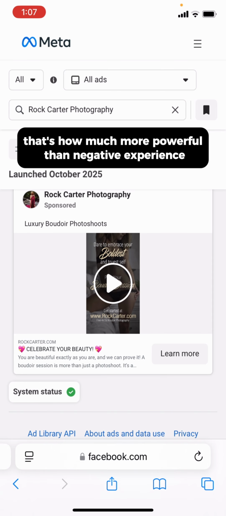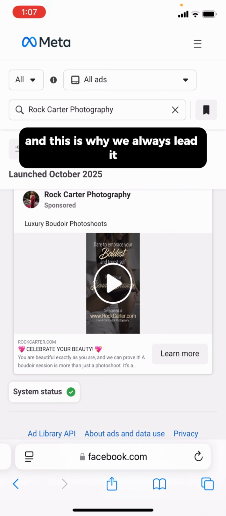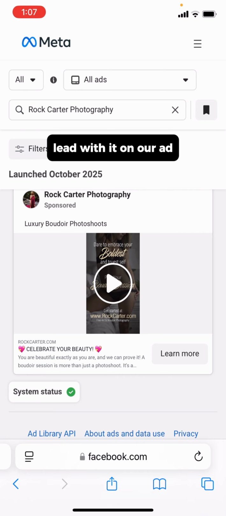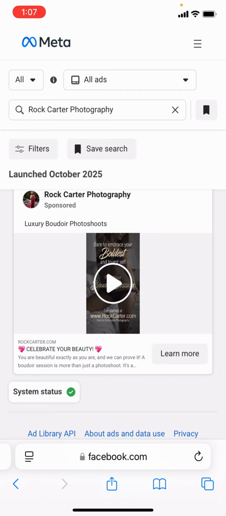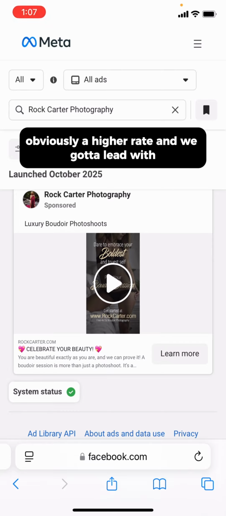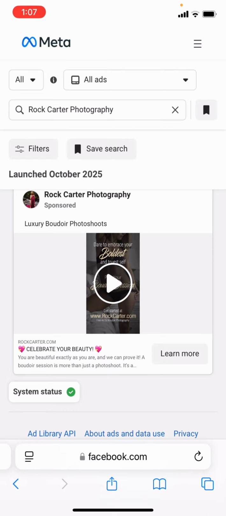That's how much more powerful the negative experience, getting away from the negative experience, is to humans actually taking an action. And this is why we always lead with it on our ad, because we want the humans to take action at obviously a higher rate, and we got to lead with the negative experience, the pain they're currently experiencing.